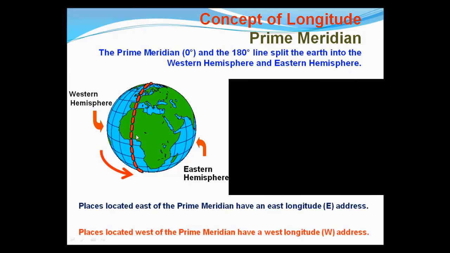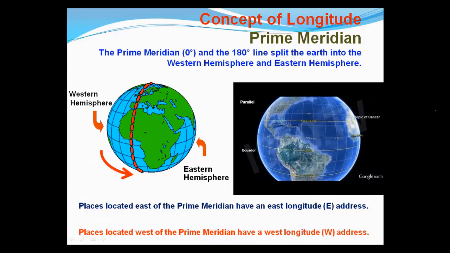Places located east of prime meridian have an east longitude address in degrees, minutes and seconds, and places located west of prime meridian have the west longitude address in degrees, minutes and seconds. Now we'll watch a video clip on the concept of longitude and prime meridian.